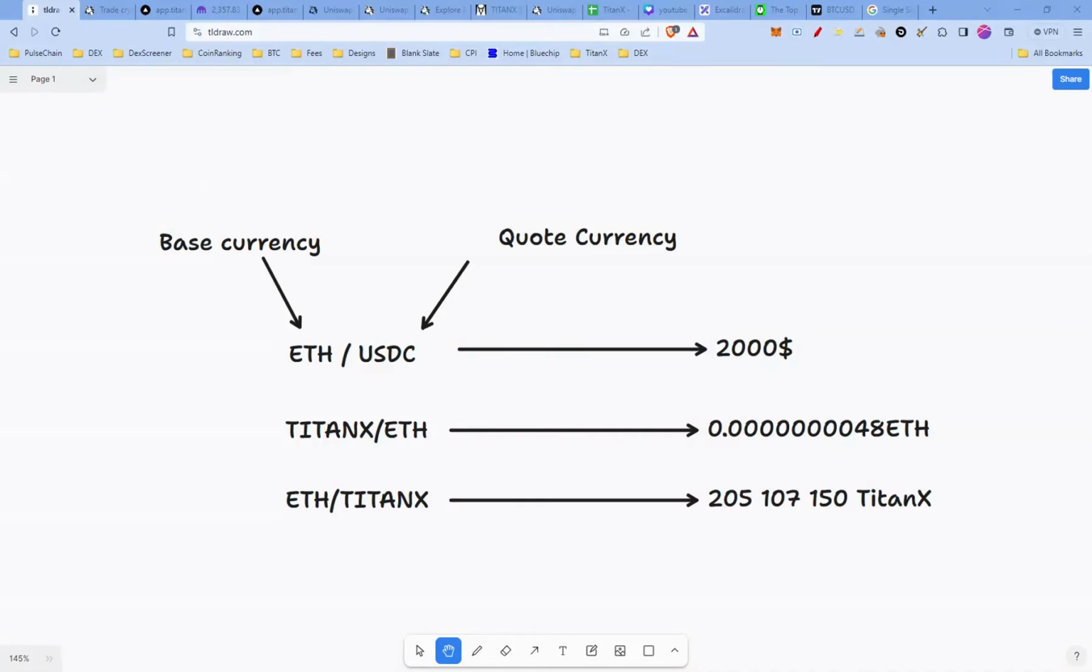Ethereum. Similarly, when you see the TitanX ETH pair, it means you're looking at the exchange rate of TitanX in terms of, or priced in, ETH. So how many ETH is needed to buy one TitanX. And if you flip the pair, ETH to TitanX, it means how many TitanX is needed to buy one ETH. This is important to know for later when we liquidity provide.